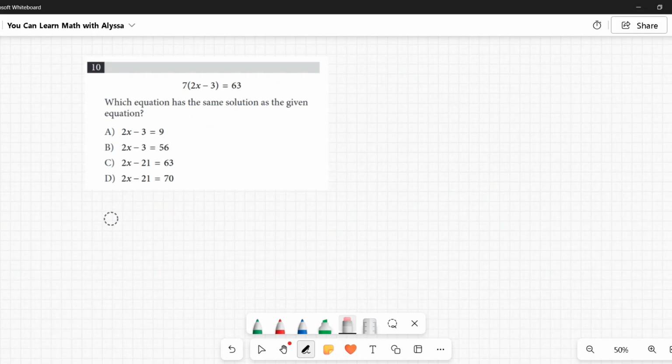Number 10, 7 times 2x minus 3 equals 63. Which equation has the same solution as the given equation? Two ways you can look at this.